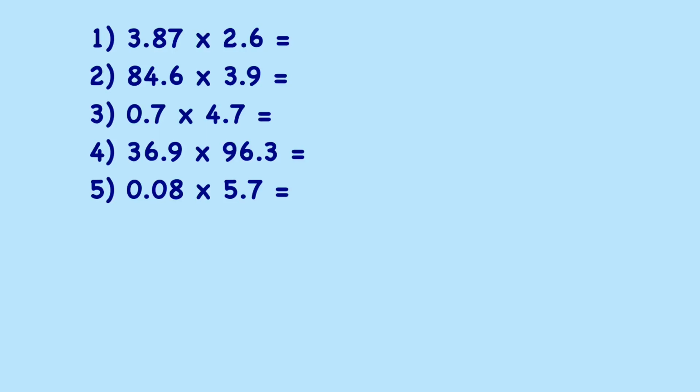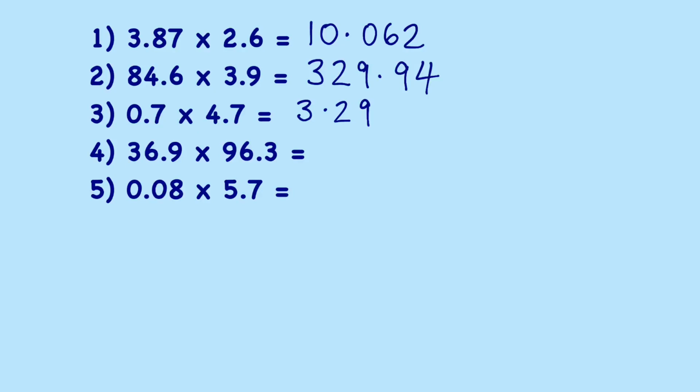How did you get on? Let's go through the answers. So question number 1, 3.87 times 2.6. The answer is 10.062. Question number 2, 84.6 times 3.9 is 329.94. Question number 3, 0.7 times 4.7 is 3.29.